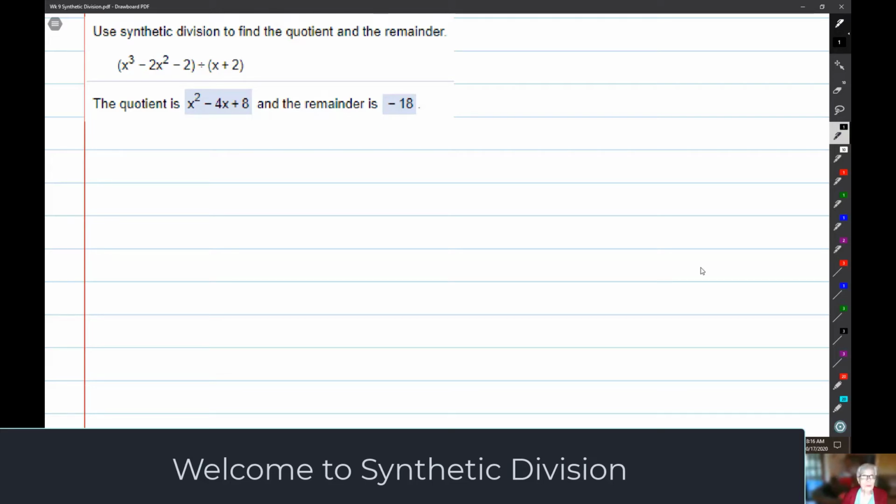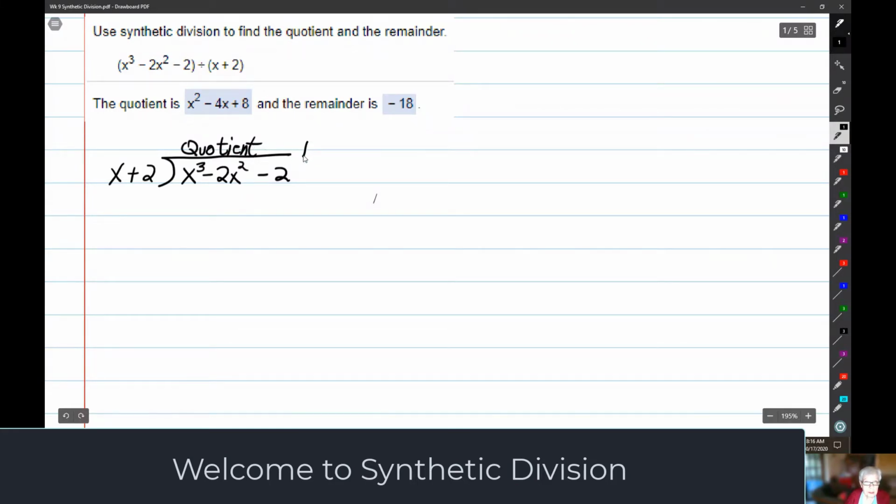Notice that what this problem says is we want to take x plus 2 and divide that into x to the third minus 2x squared minus 2. And then we want to get a quotient and a remainder. Remember the remainder. The remainder is kind of left over down here.